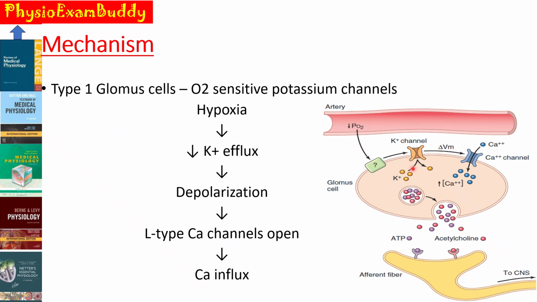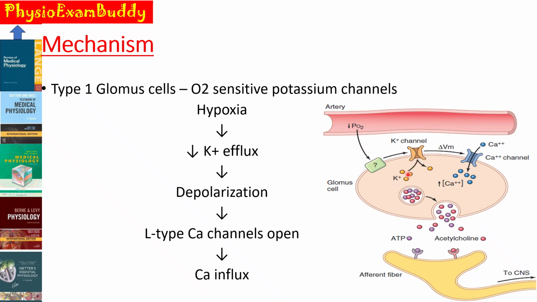So what happens when the potassium efflux is decreased? The charge inside the glomus cells becomes more positive, that is depolarization occurs. So whenever there occurs depolarization inside the type 1 glomus cells, it will cause the opening of an L type. L type means long lasting opening of the calcium channels. These channels, which are also present on the surface of the glomus cell, will open. And opening of this calcium channel will produce calcium influx into the glomus cells.